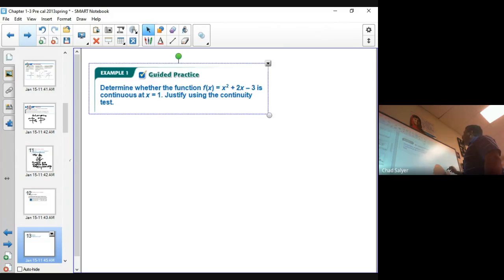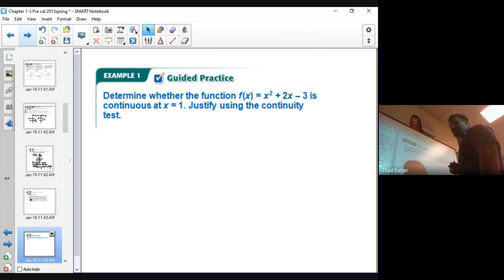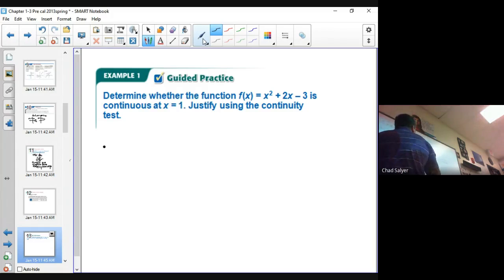So let's talk about the following function. Pause the video here, see if you can figure out whether this is continuous at 1, and then come back. Okay, so I'm assuming you're back. And here we find f of 1. First, let's see if the function exists at that point.